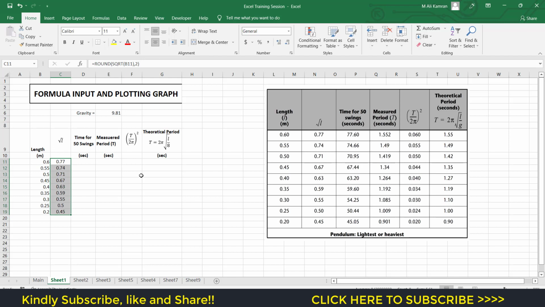And let's align all these. Now the time for 50 swings. So now this is the experimental data, right? This is not theoretical data, so we would have this data obtained from the experimental observation. So this is all that data. So let's enter this data. So this is 77.60, and then we have 74.66.